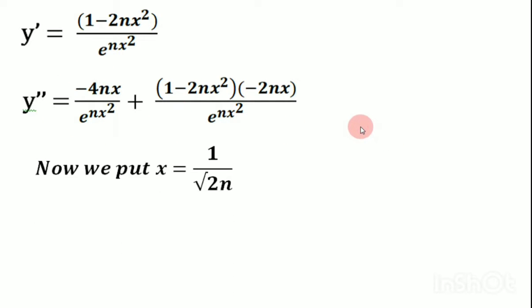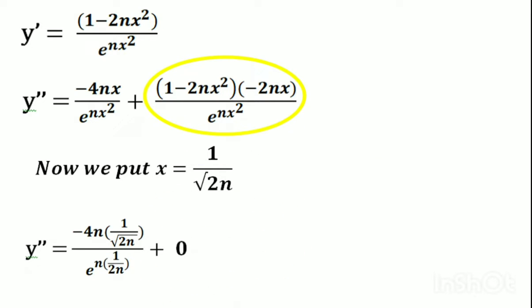After applying the second derivative, I have to put x equal to 1 by root 2n. This value I have to apply, so I am applying that. So I'll get 0. How? In place of 1 minus 2nx square, if I apply 1 divided by root 2n, it gives 1 minus 1.